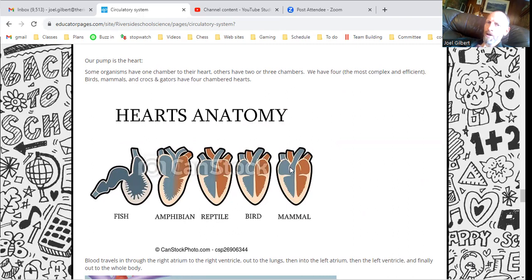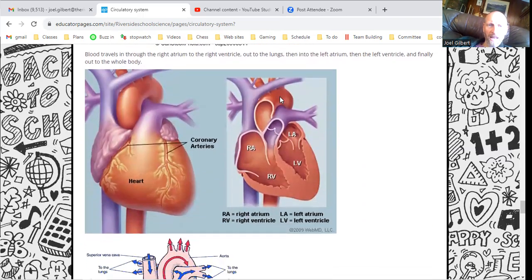Deoxygenated blood comes into the heart. This is its collecting chamber, the atria. Atrium means the entry room, and then onto the ventricle, and then out to the body. Out to the lungs, then back in from the lungs. Now it's oxygenated. So this is the second atria, into the ventricle, then out to the body. We'll learn about that in class.